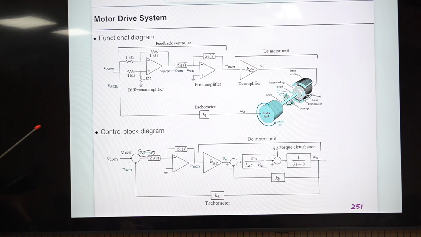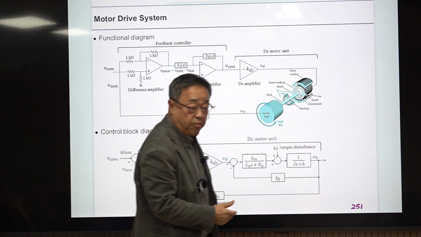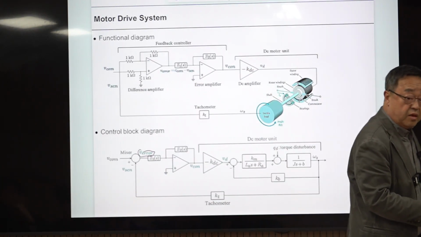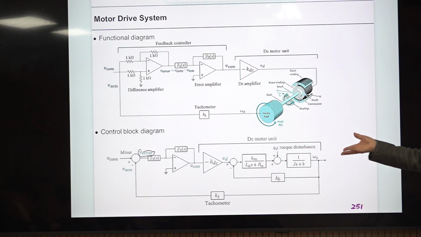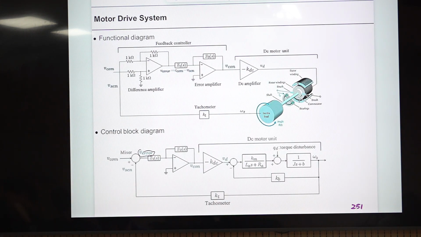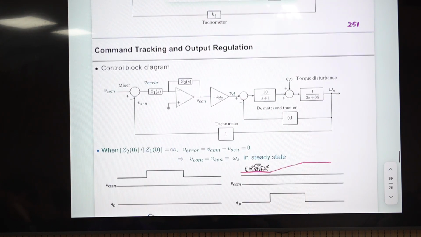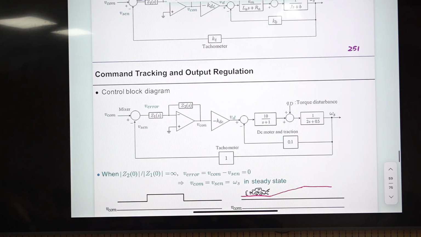They don't use DC motor, they use some AC motor, and they use very strong permanent magnet. But still, this is a good example to explain the basic mechanism of this negative feedback control. So this is the story about the motor drive system, and this control block diagram is copied to here. So this is the same control block diagram.